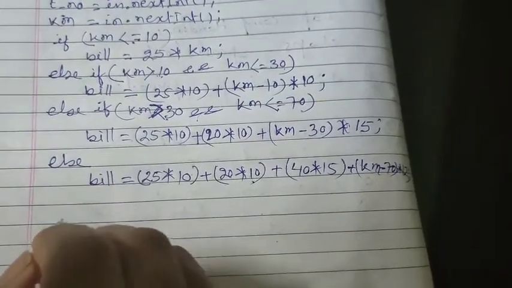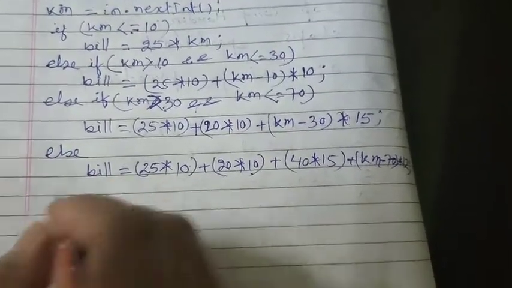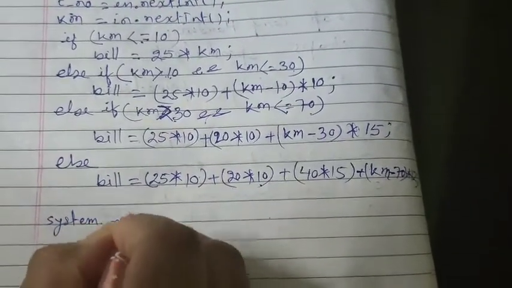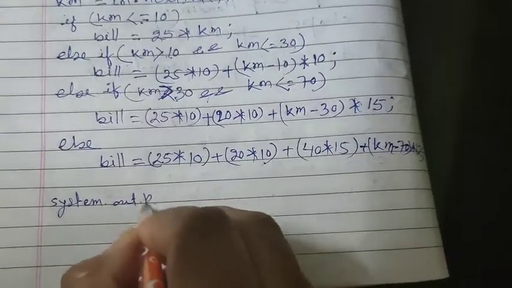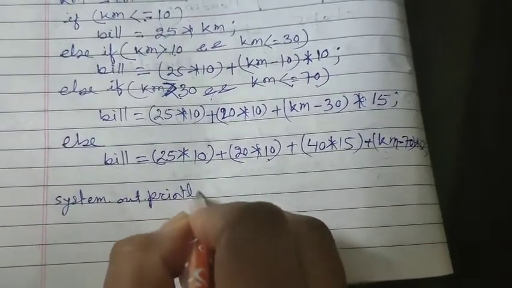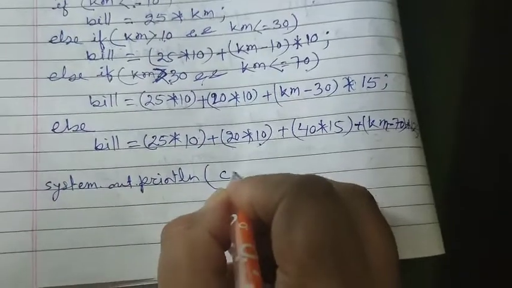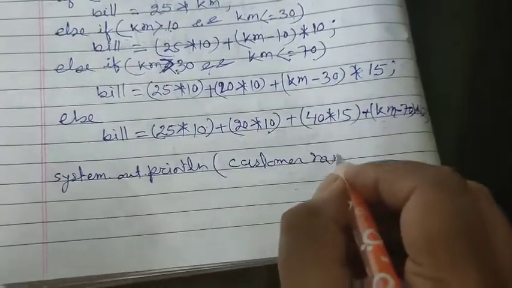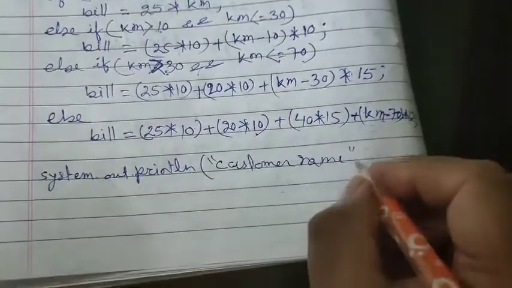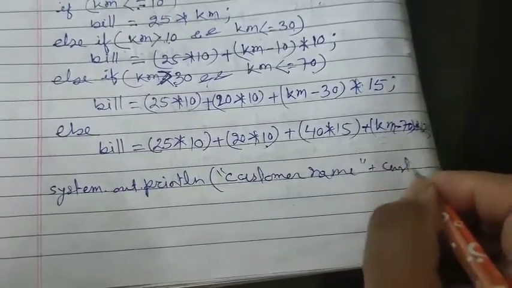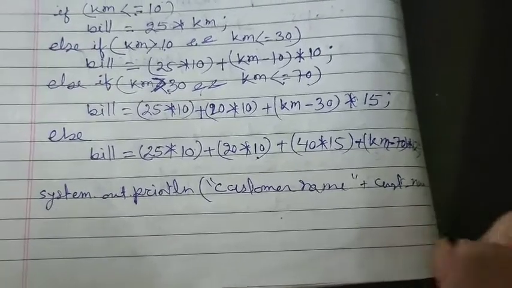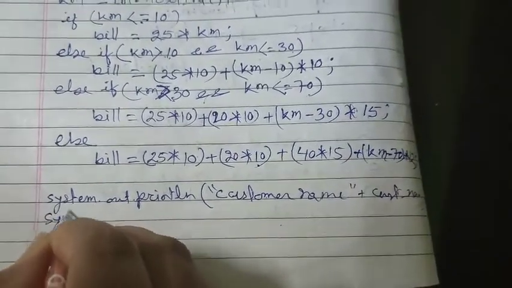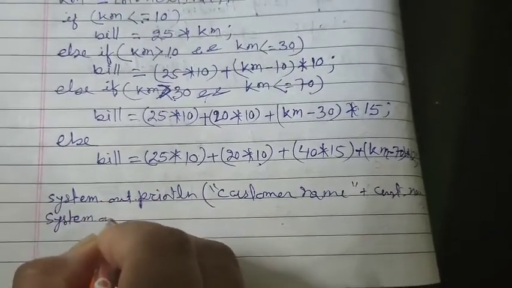So now I am going to print all the details. I will write here System.out.println. First I will write the customer name. The customer name I have stored in which variable? CUSTNAME. So I am going to print that, and after that again on the next line System.out.println.